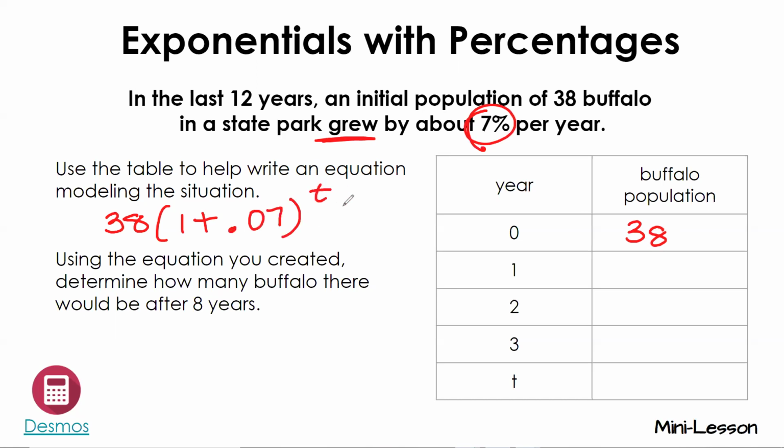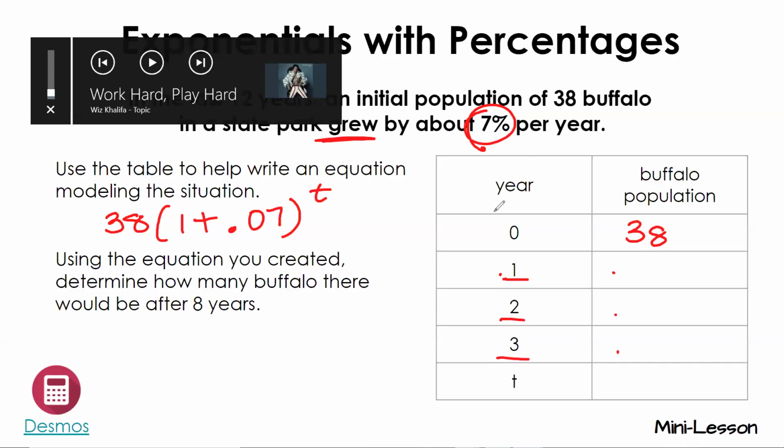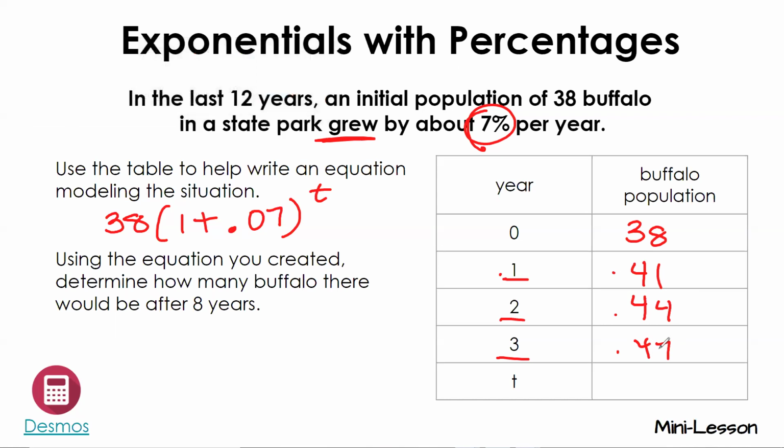We're going to raise it to the t power. For each one of these years, you're going to take this number and plug it in for t. Okay, so go ahead and take a moment, see if you can fill in these 3 spots. When you plug this in, I think you get like 41 on the first one, and then it's like 44 on the next one, and then the last one's like 47, right? Remember, we can't have half a buffalo. So you got to round somehow, right?